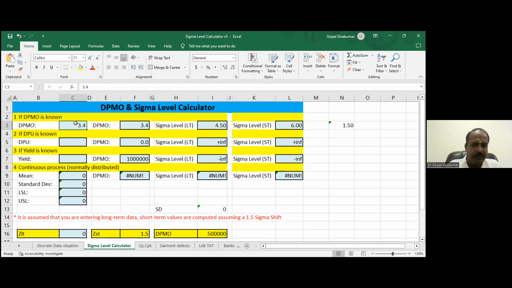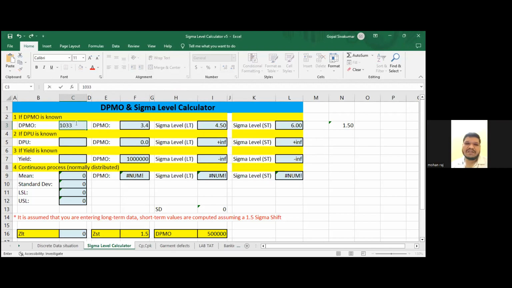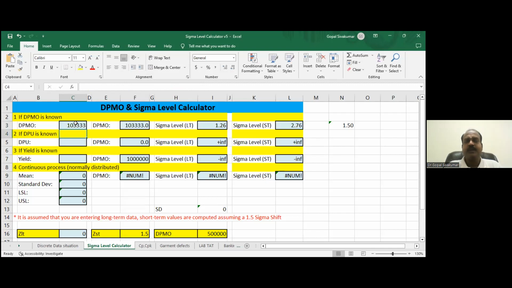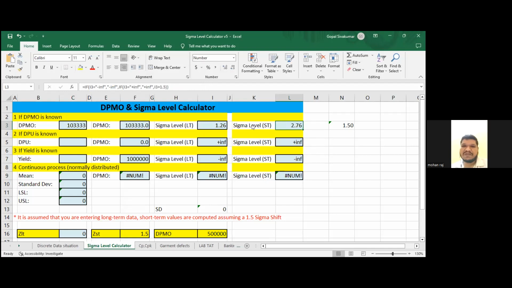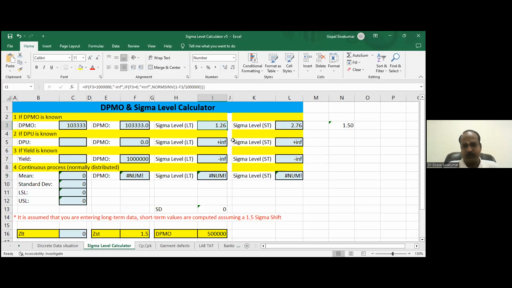Now, what is our DPMO? Let us type. What is our DPMO? 1,03,333. Let me type this and then enter. Now, can you please read the Sigma level? Short-term, 2.76. Minus 1.5. Long-term Sigma level is 1.26.